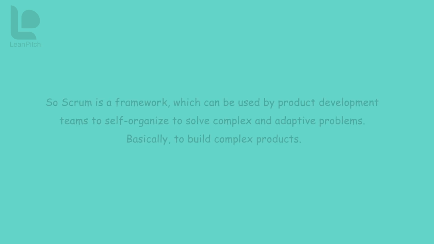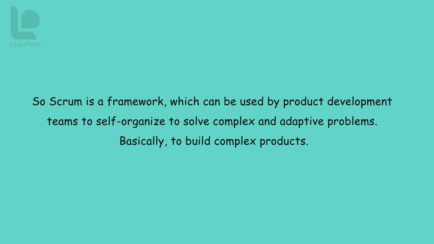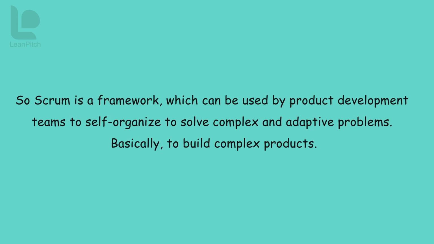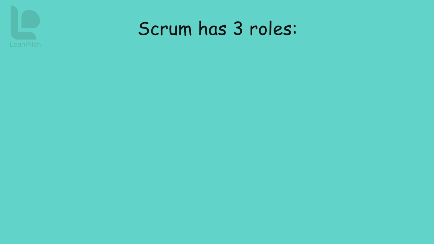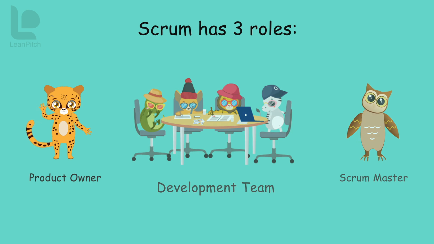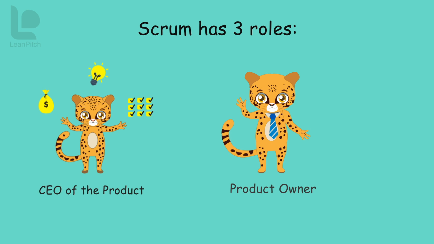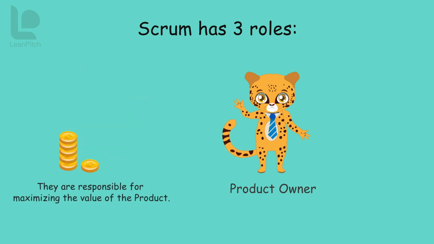So Scrum is a framework which can be used by product development teams to self-organize to solve complex and adaptive problems. Basically to build complex products. Scrum has 3 roles: a product owner, 3 to 9 developers, and a Scrum Master. A product owner is like a CEO of the product. They represent the business and users to the Scrum team. They are responsible for maximizing the value of the product.